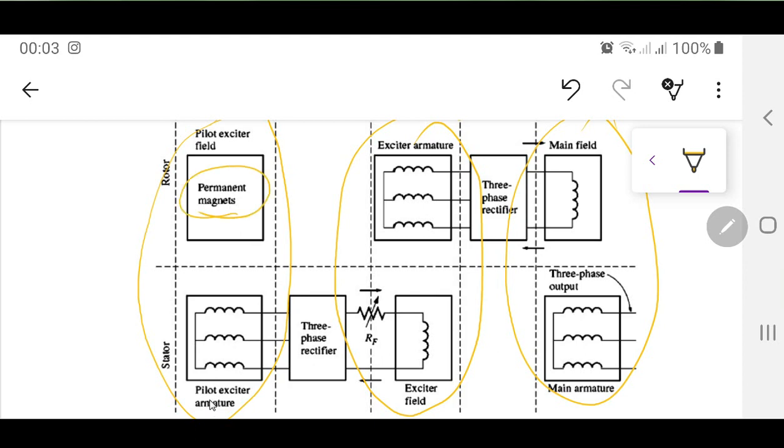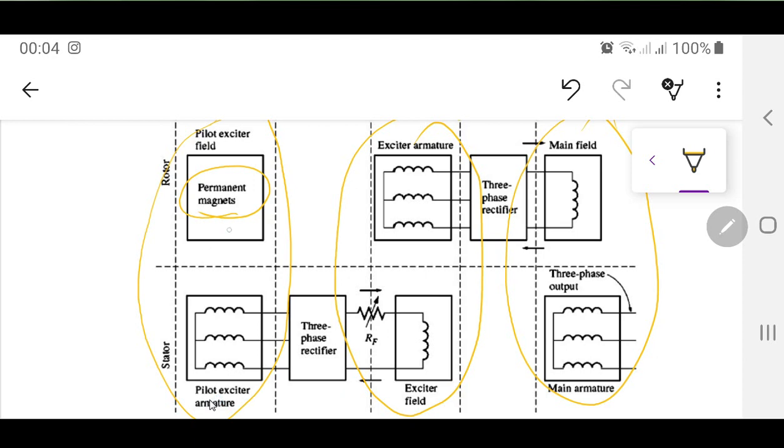So how is this stator, or this pilot exciter armature, producing? You are using permanent magnets. There are some permanent magnets installed on the rotor, and those permanent magnets are going to be neodymium magnets or alnico magnets, which are very good, and they can withstand the temperature, the heat, the vibrations and all that stuff. So they are not just going to be ceramic materials or naturally occurring ones. There will also be some artificial magnets installed over there.